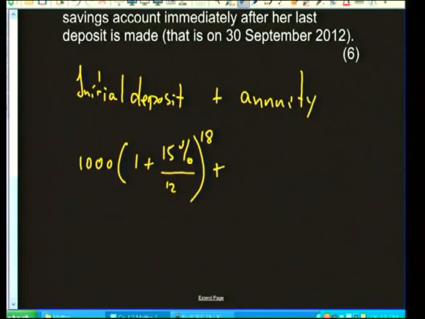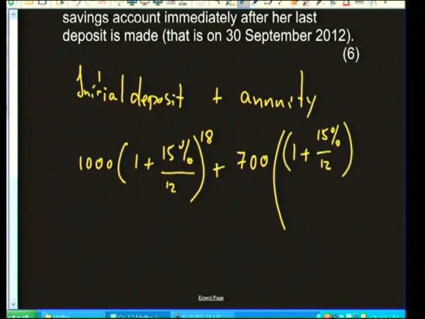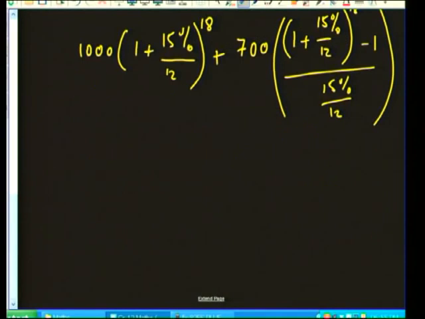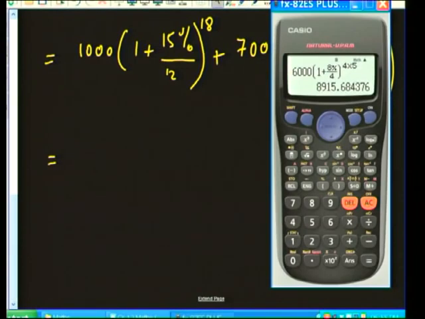Our annuity, that's future value formula. We're saving for the future. She was putting away 700 per month. And our little formula is 1 plus our 15% over 12. And that's going away 18 deposits. And it's all over I, which is our 15% over 12. And we pull the curtain shut on that. That's what it is. So I'm now going to pop each bit into the calculator separately and work them out.